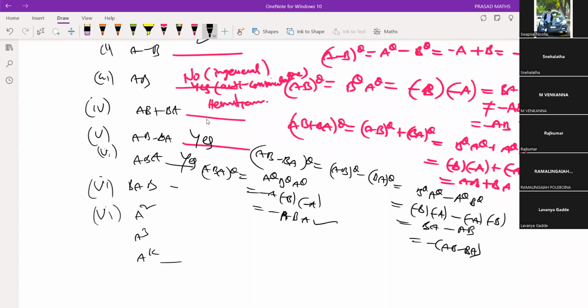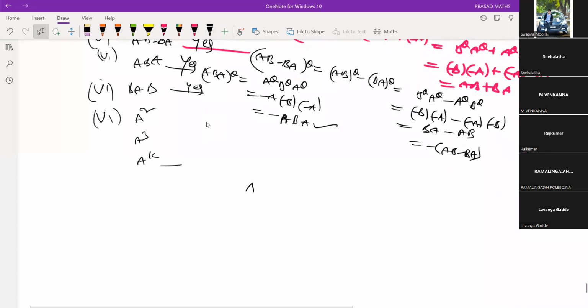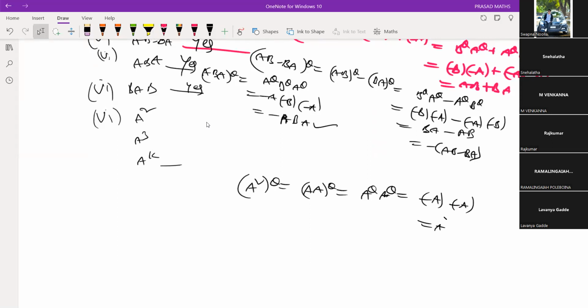It is also the same thing. What is A square? A square whole theta is equal to A into A whole theta. That means A theta, A theta, which is nothing but minus A, minus A. So that is nothing but A square. This is not, in general, minus A square. But if you take A square equal to the zero matrix, it is Hermitian. In general, it is no.